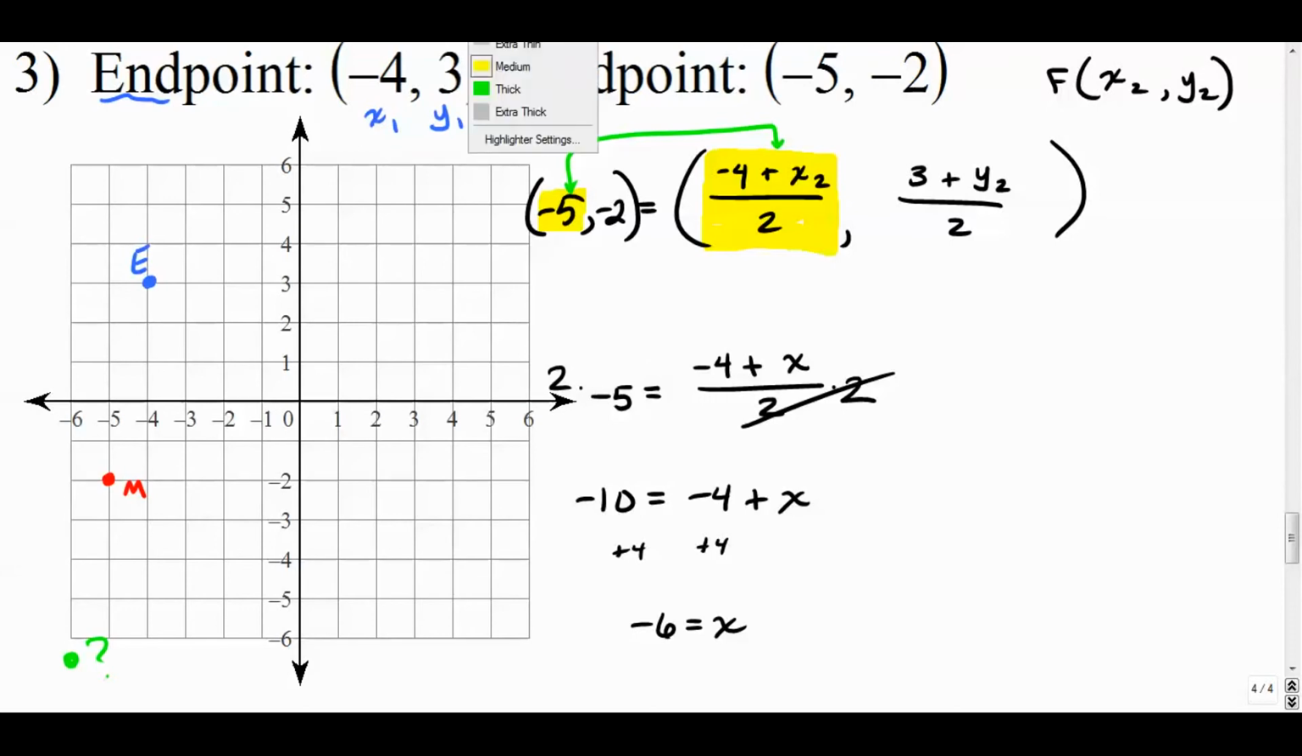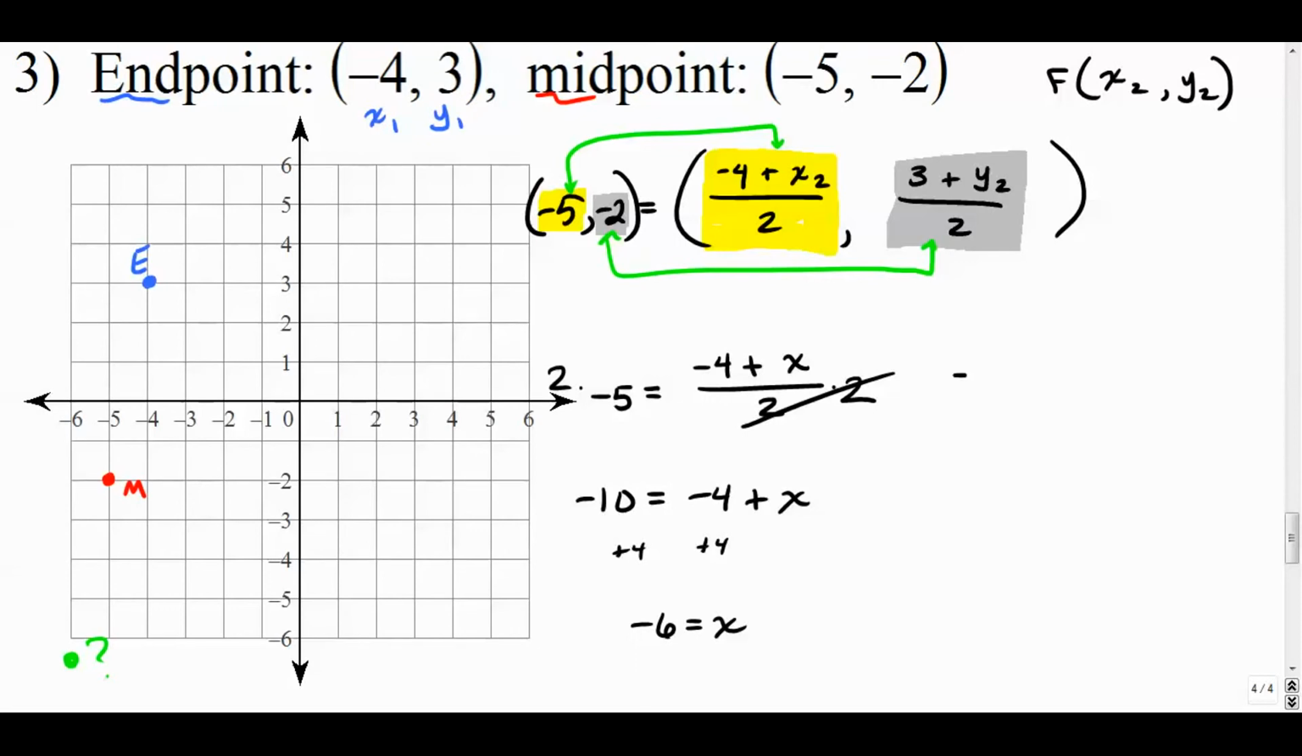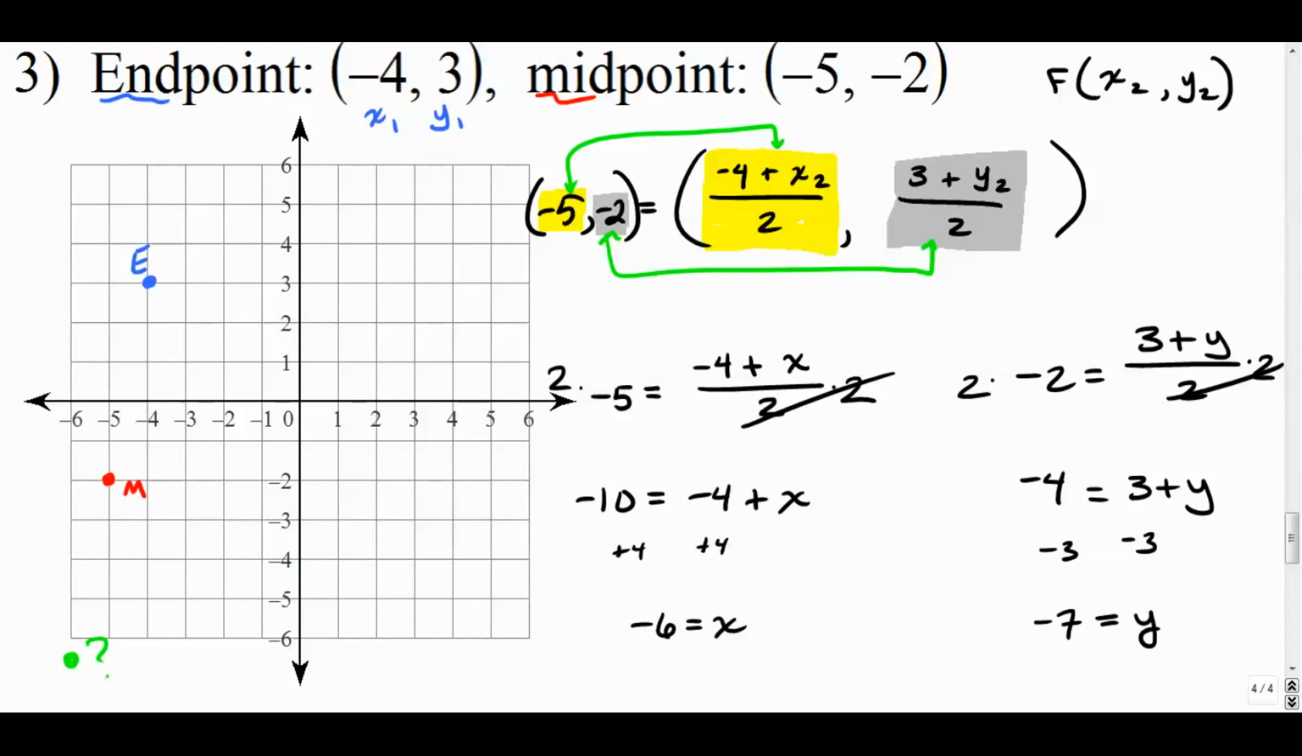And we're going to use that same trick for the other side. We're going to say that this is a y, and this whole thing represents a y term. So let's go ahead and set these equal to each other as well and solve that separately. -2 equals 3 plus y over 2. Again, we're going to multiply both sides by 2 to clear that denominator. They cancel. We get -4 equals 3 plus y. We're going to subtract 3 and get -7 is equal to y.